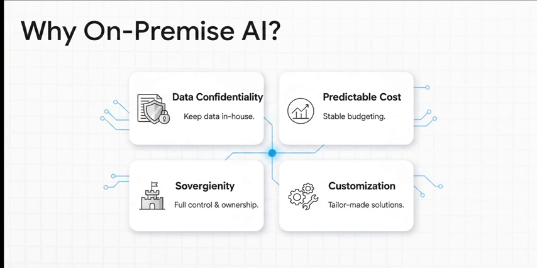First up, data confidentiality. Think about it. Are you really comfortable sending your most sensitive private information to some third-party cloud service? Probably not. Then there's cost control. You can say goodbye to those heart attack-inducing usage-based cloud bills. Next is sovereignty, which is really just about having full control over your own systems and your own data. And finally, customization. Imagine being able to fine-tune a model on your private data for a task that no public API could ever handle. That's a game changer.